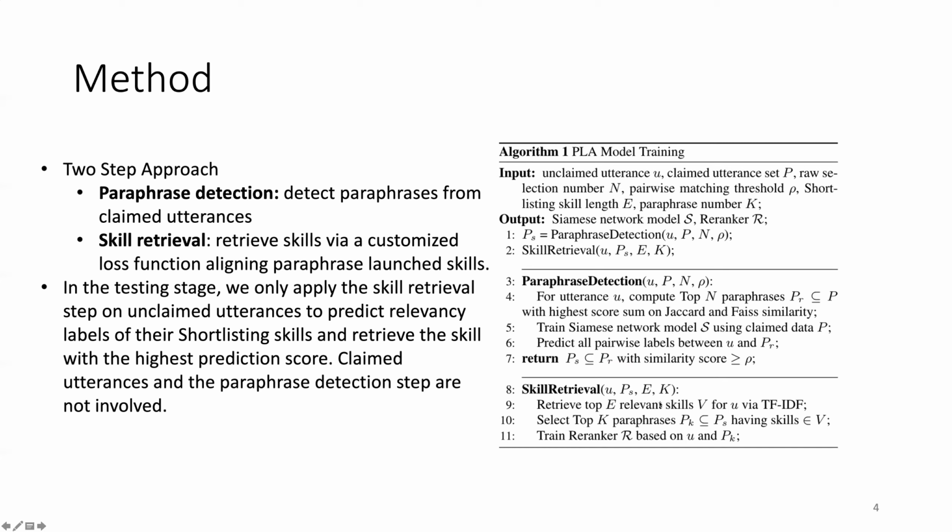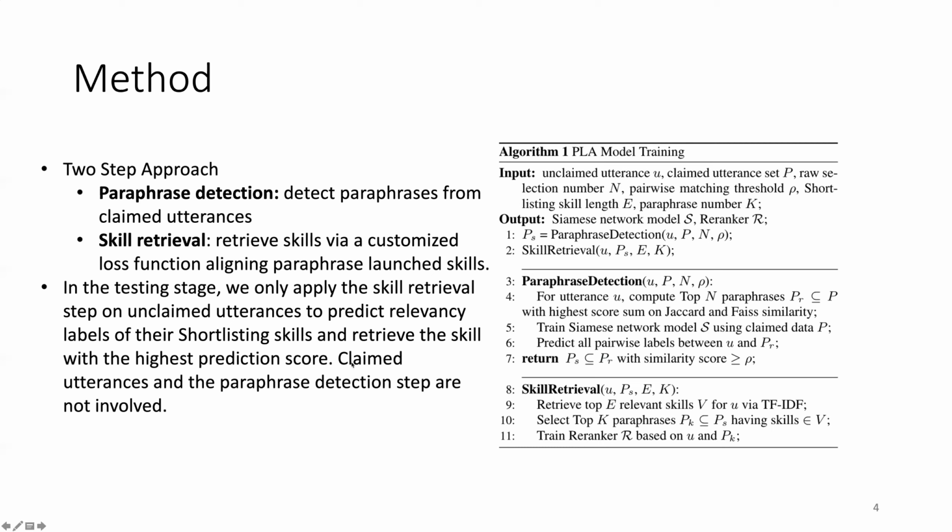two-step details. The paraphrase detection step contains two parts of the similarity calculation. We will explain in the next slides. And the skill retrieval includes a shortlisting and a re-ranking stage. We'll also explain the details in the next couple of slides.